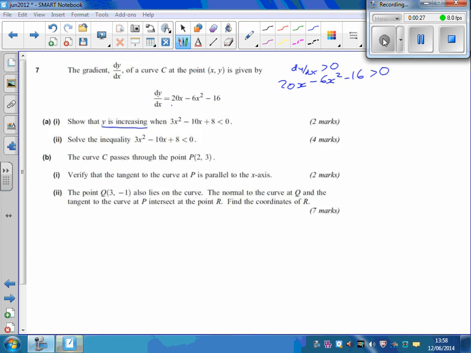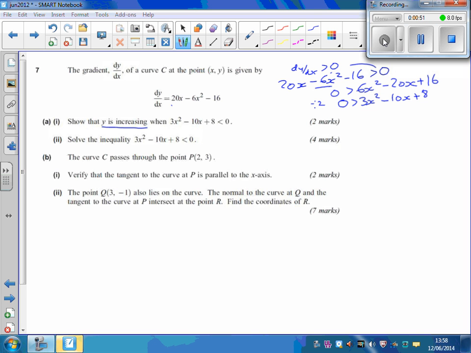Let's drag this around a bit. Let's put these minus x squareds on the other side. Let's take away the 20x's and add the 16. And so that's now going to be less than 0 because I've swapped them all over to the other side. And we could divide it all by 2, couldn't we? Dividing it all by 2 gives us 3x squared minus 10x plus 8. That's what they wanted, isn't it?